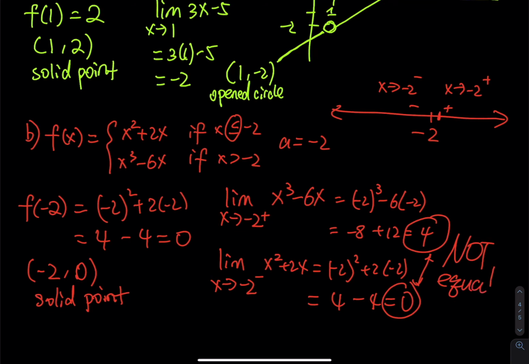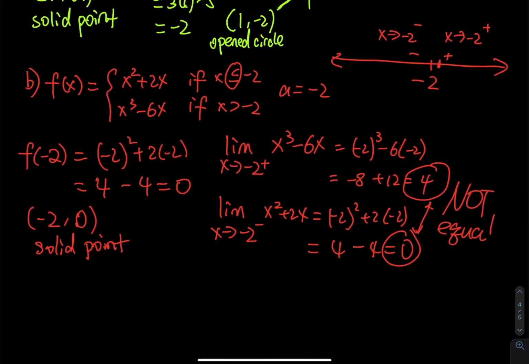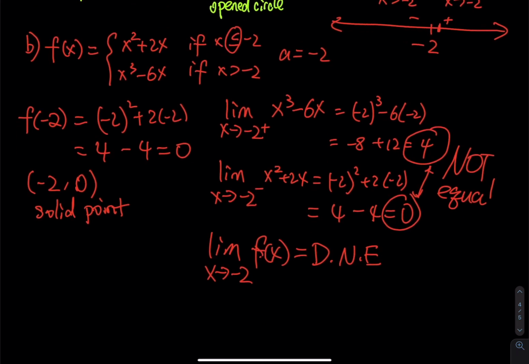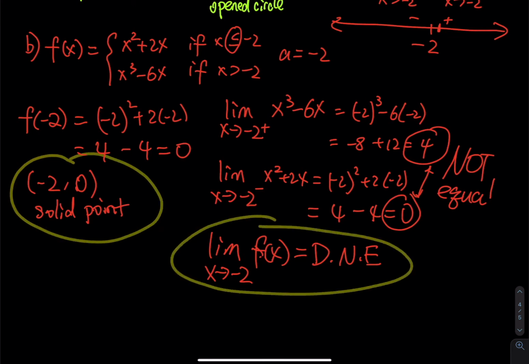What does not equal mean? The left limit and the right limit are not the same. That means the limit as x approaches negative 2 from either side of the function is undefined, or you write DNE, does not exist. Now, we have a condition. This is a solid point, but the limit doesn't exist.